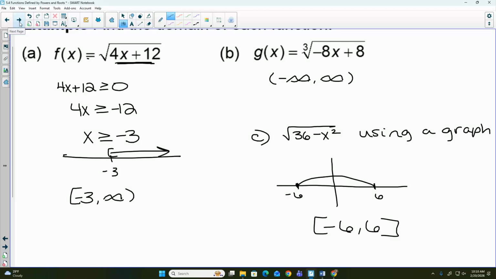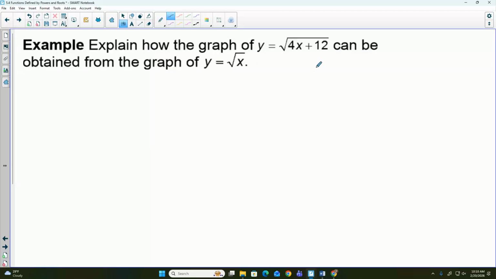Last type of problem I want to look at. I want to explain how the graph of y equals the square root of 4x plus 12 can be obtained from the graph y equals the square root of x. Remember way back when we did our parent functions and transformations, we knew what the square root of x looked like. You don't have to draw this on your paper, but the square root of x looked like this. If I were trying to graph this by transformations, I would need to figure out what my transformations were.